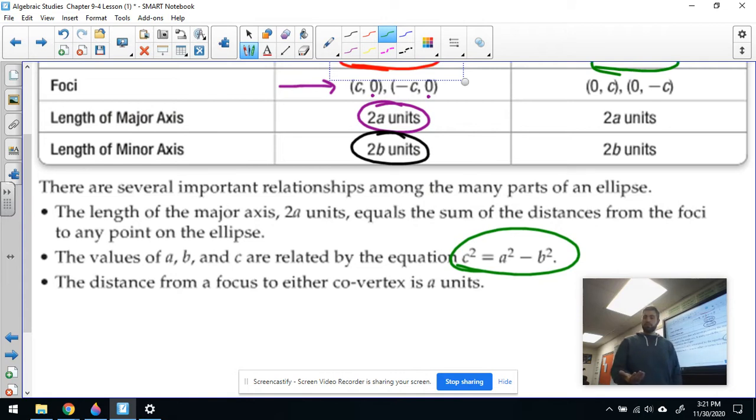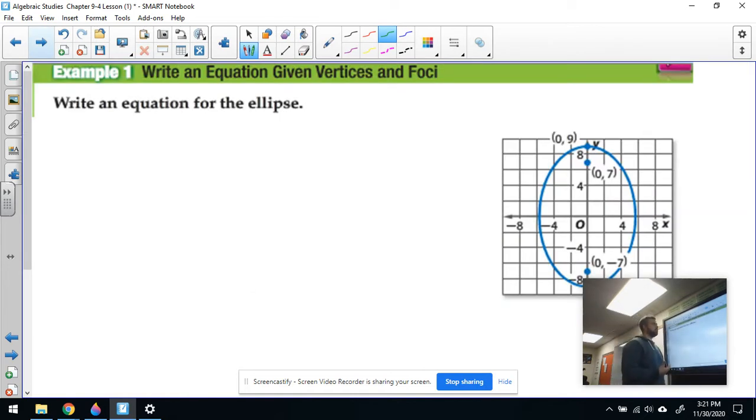Looks very similar to the Pythagorean theorem, but it is different in ellipses. Okay, all right. So let's look at an equation. We're going to look at this one right here. Now, we know a couple different things. First off, we know this is a vertical ellipse, so we know that y squared comes first.